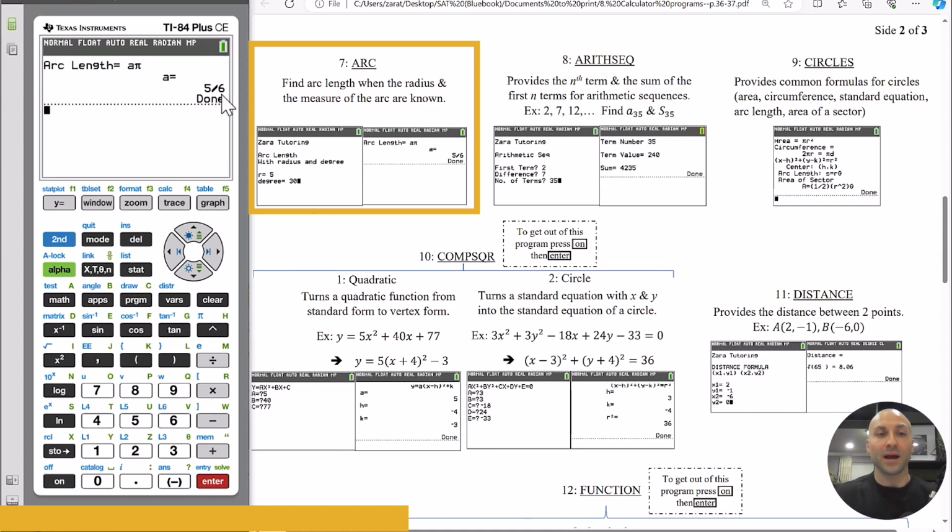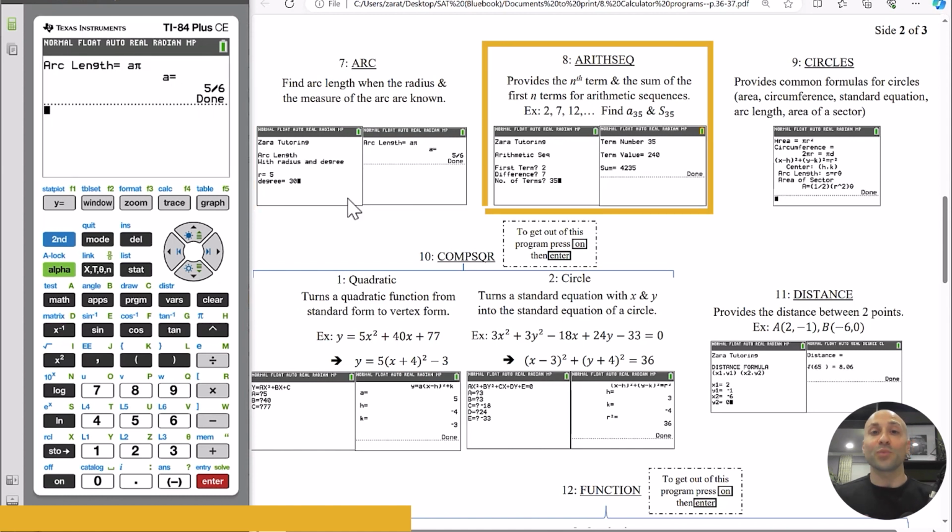They just don't put the pi in the answer. It's assumed to be next to the constant. On to program number 8.